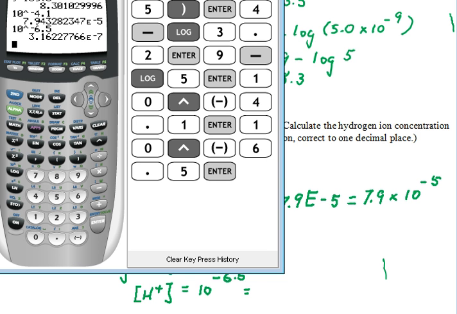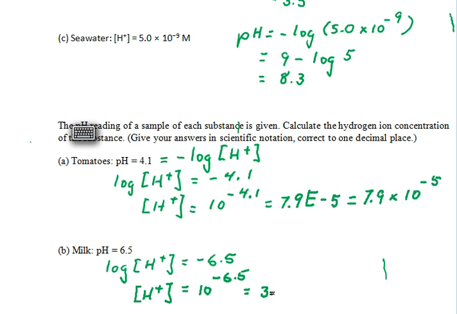So 3.2 e negative 7 equals 3.2 times 10 to the negative 7. And so the hydrogen ion concentration for the milk is 3.2 times 10 to the negative 7th moles per liter.